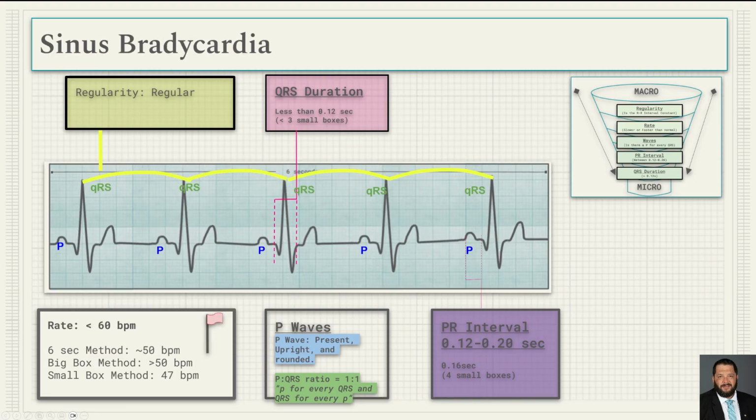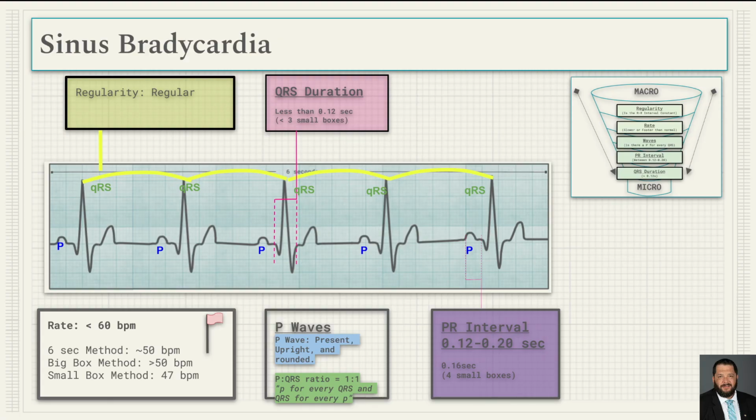Let's look at the other rate deviation. Sinus bradycardia. Again, the same process we used from before. Is our rate and rhythm regular? Yes, the R to R interval is consistent across the rhythm strip. What is our rate? If we look at the 6-second method, our rate is approximately 50 beats per minute. The big box method is about 50 beats per minute. And with the small box method, we confirm that our rate is about 47 beats per minute.